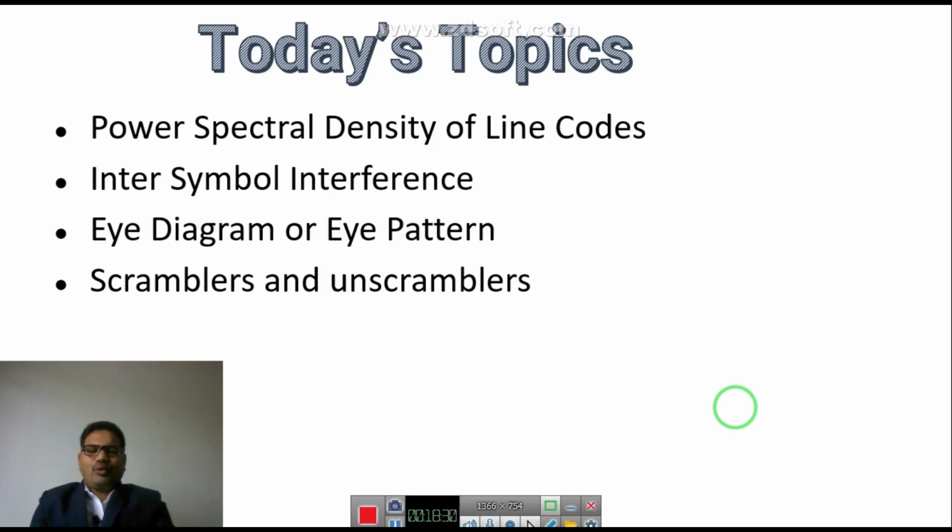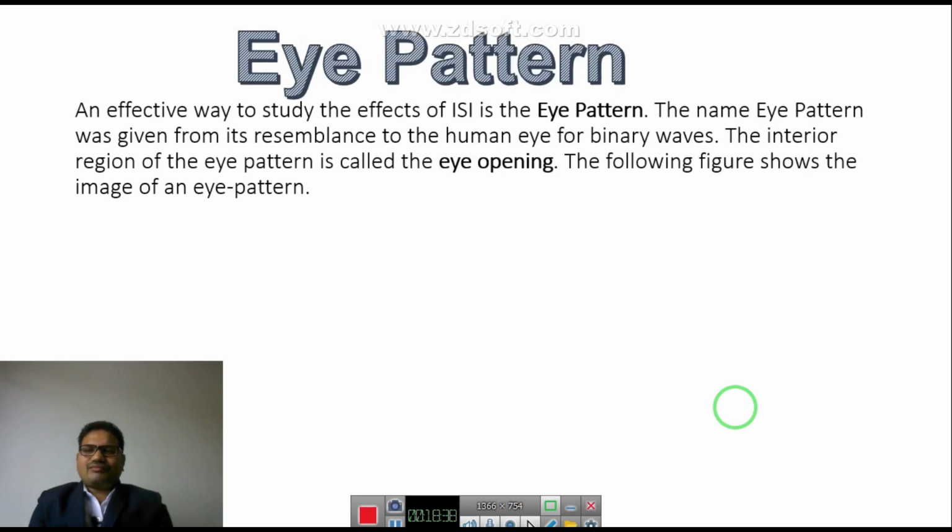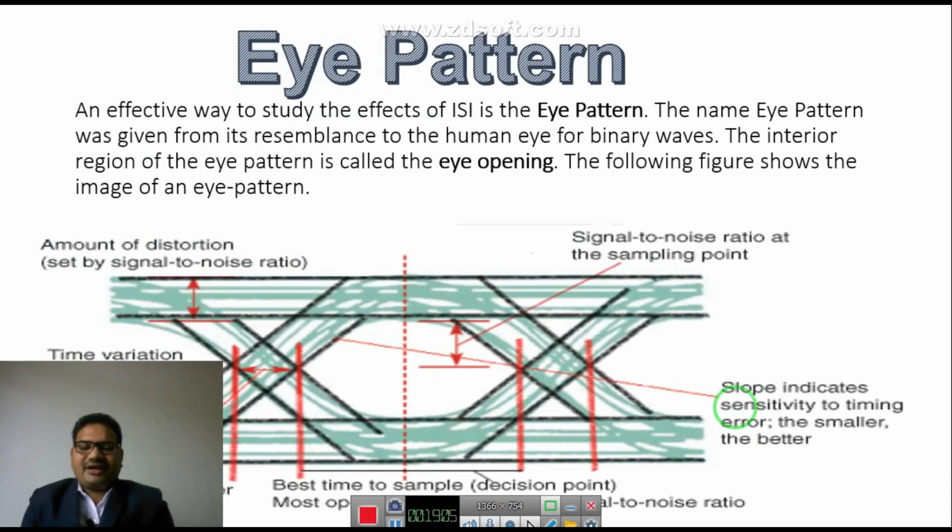Now, moving towards the next topic, that is called what? Eye diagram or eye pattern. So what is this eye pattern? Basically, an effective way to study the effects of ISI is what? The eye pattern. And why have we given the name eye? Because it has a resemblance to the human eye for binary waves. The interior region of the eye pattern is called the eye opening, and here is the figure of the eye pattern.